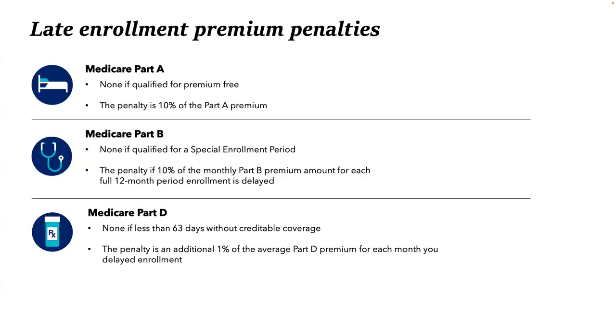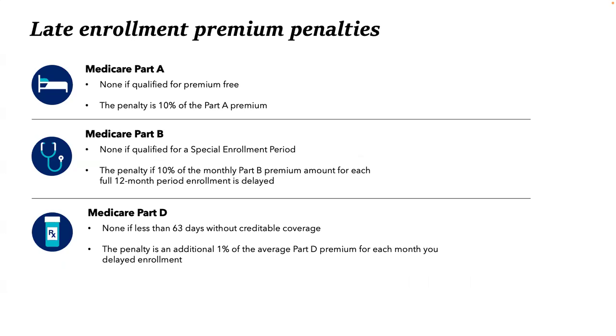As we had talked about previously, there are late enrollment penalties for Medicare Part A, Part B, and Part D. For the most part, Part A and Part B premium penalties will fall off. The Part D, however, lasts a lifetime. This is one that does not go away, except in very few situations.